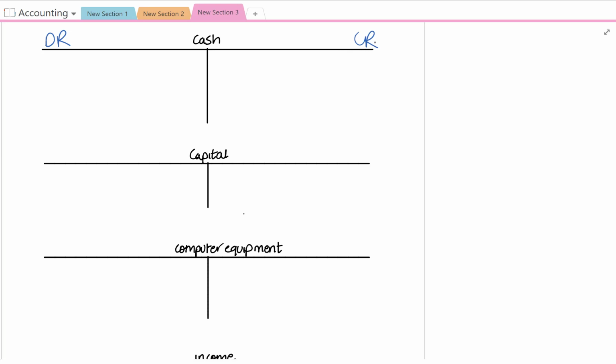We said debit cash, and instead of a date, because I've not provided that, we're going to use a reference, and I'm simply going to reference transaction 1. The narrative that we use in the T accounts will often be the corresponding ledger to which that transaction has been posted.